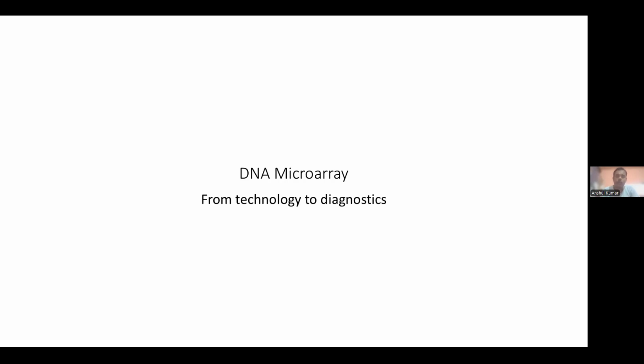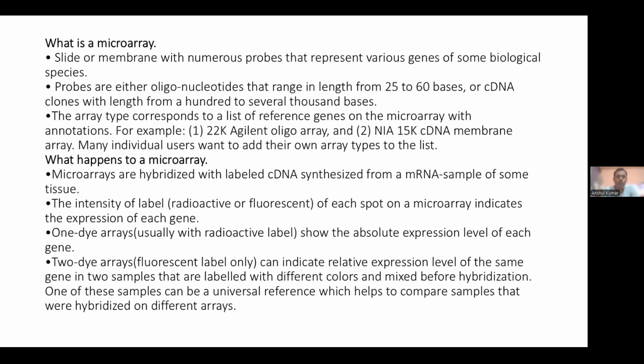So continuing to our chapter, now we will see that similar to PCR or other genetic technologies, how these DNA microarrays are used in today's advanced diagnostic techniques, and how it is helping in medical science. So today's topic is on the DNA microarray. So what is a microarray?